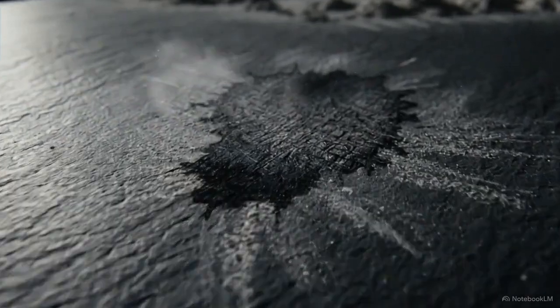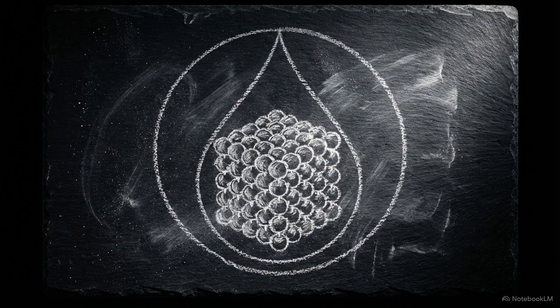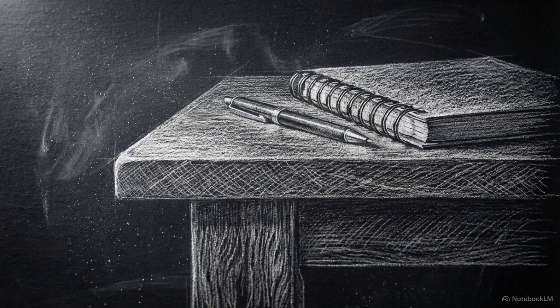If you look closely at a single dot of ink on a piece of paper, the dark pigment appears dense and completely solid. Yet hidden inside that tiny mark are roughly 90 trillion individual carbon atoms. This presents a physical paradox.